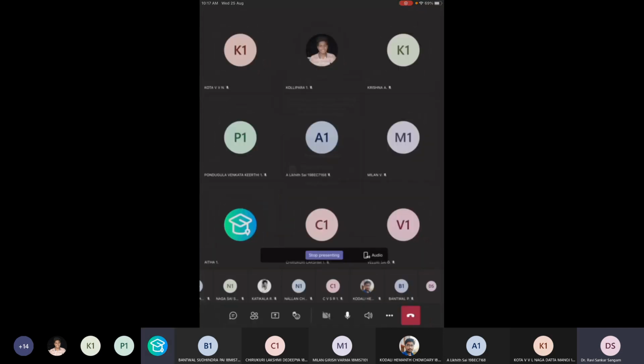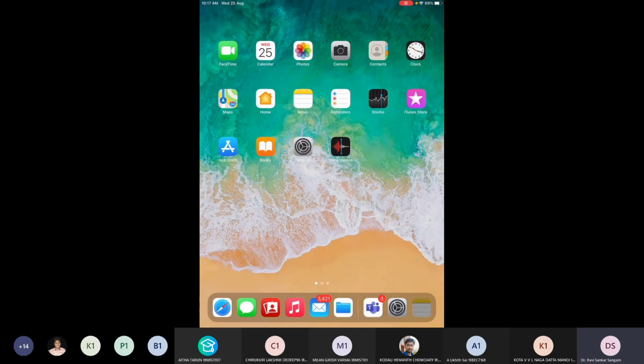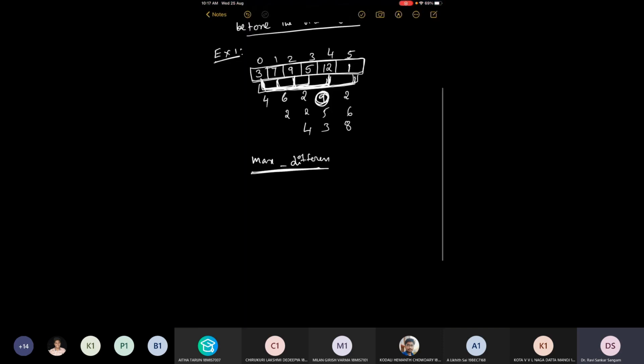Could you provide another test case to test the result? Okay. 9, 8, 7, 5, 4, 3, 2. Is that list in decreasing order?